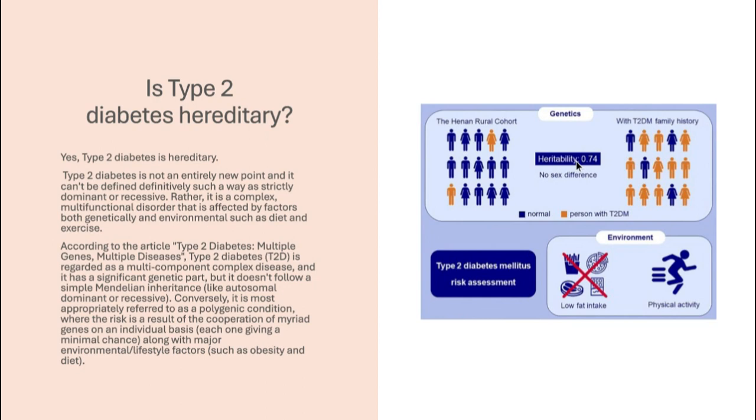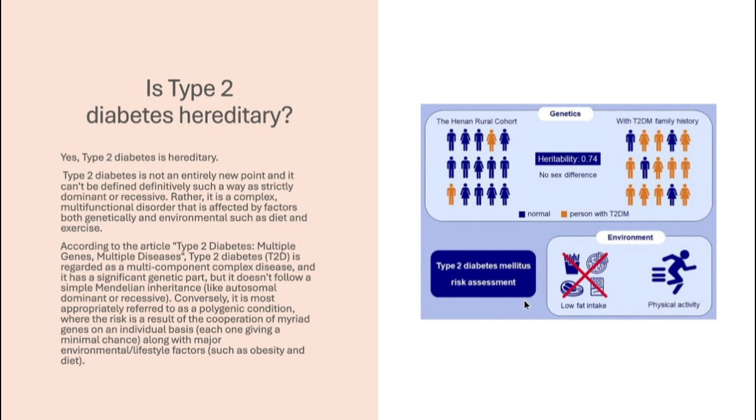Lifestyle and environmental factors are just as important. Things like diet, physical activity, and body weight can increase or decrease someone's risk, even if they're genetically predisposed. The image in the bottom right highlights factors such as low fat intake and physical activity, which help lower the risk.